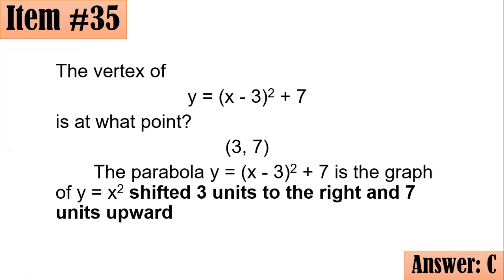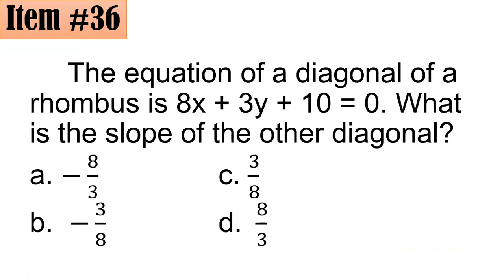Okay. Moving on to item number 36. The equation of a diagonal of a rhombus is 8x plus 3y plus 10 equals 0. What is the slope of the other diagonal? Negative 8/3, negative 3/8, 3/8, or 8/3? Which of these do you think?